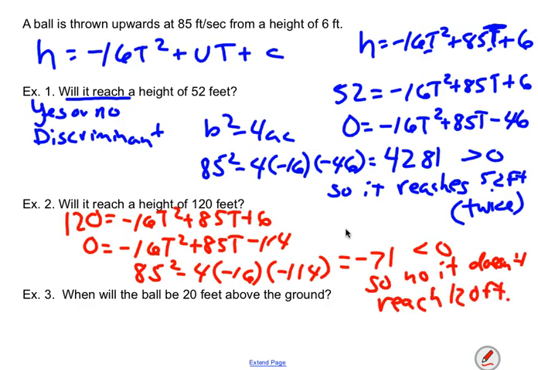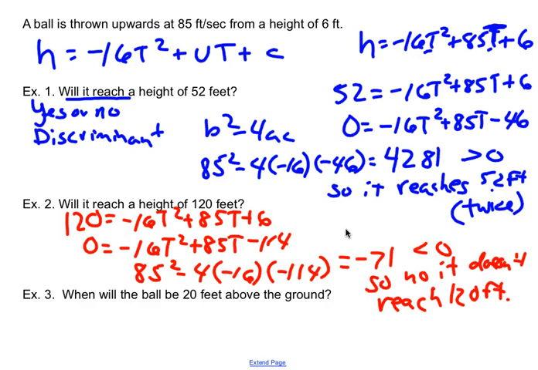What if it was 0? What if the discriminant was 0? That means that the ball, or whatever the object is, would go to that height and then come right back down. That would mean that that height is the vertex or the apex of the throw. It doesn't go any higher than that. It doesn't hit it twice, it would be only once.